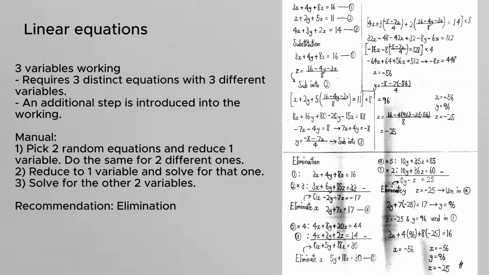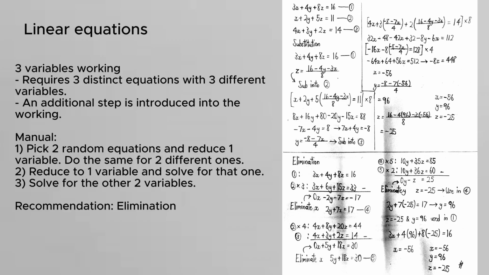Instead of having 2 variables, you have 3 variables instead. This one requires 3 distinct equations with 3 different variables, and solving it requires an additional step that's introduced into working. So for the manual part, you need to pick 2 random equations and reduce to 1 variable. Do the same for 2 different ones.